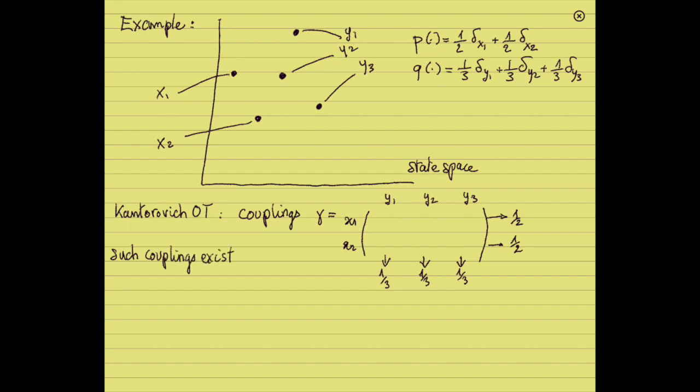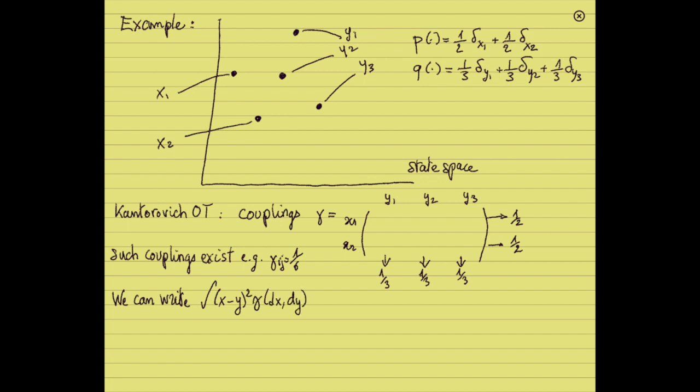For example, here we obtain from the independent coupling the matrix with entries all equal to 1/6, which satisfies the marginal constraints. And of course, there are also other matrices satisfying those constraints.